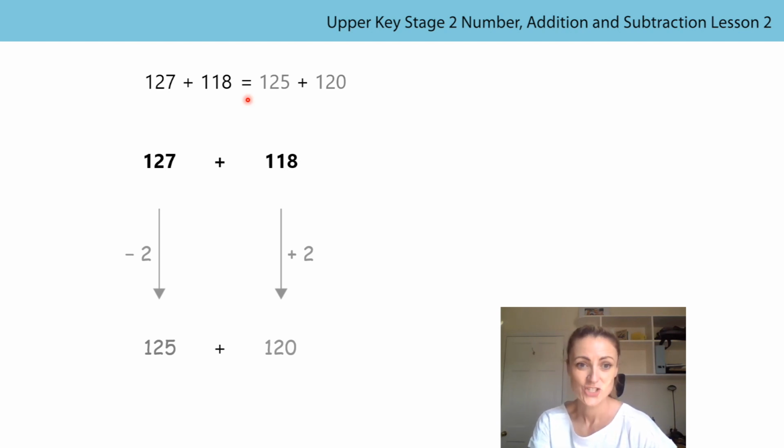Well done. So I am sure that you said that an equal sign means that whatever is on one side is equivalent to, has the same value as whatever is on the other side. They are equivalent calculations, and we know that the sum of those is 245.